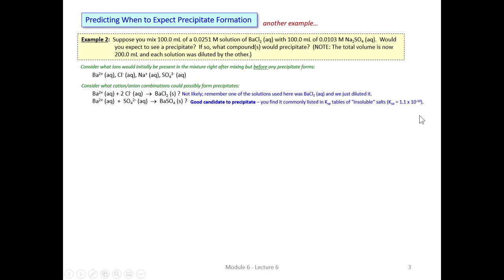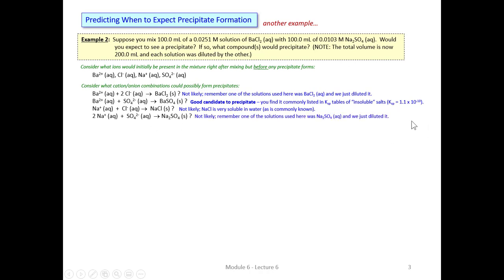Now before we make a final judgment, let's look at the other possible combinations. How about sodium ion pairing up with chloride to form sodium chloride precipitate? Not likely. Sodium chloride is very soluble in water, so probably not a good bet here. How about sodium ion pairing up with sulfate to form sodium sulfate? Remember, we'd need 2 of them for each sulfate. Well, not likely. Again, one of the solutions we used in this experiment was sodium sulfate, and it was all dissolved at that concentration. And when we mixed it with the other, we diluted it, which would keep it in solution all that much better. So I guess our candidate for forming a precipitate would be barium sulfate.